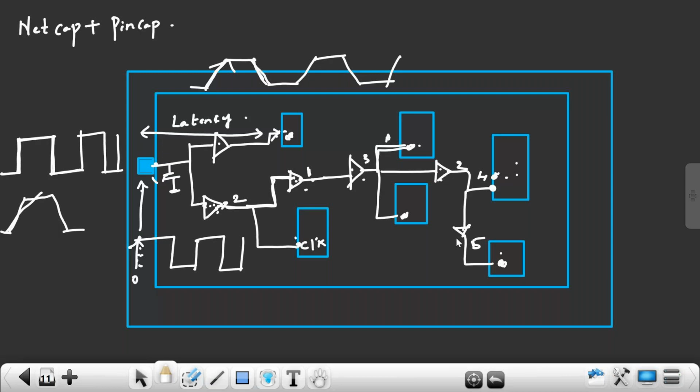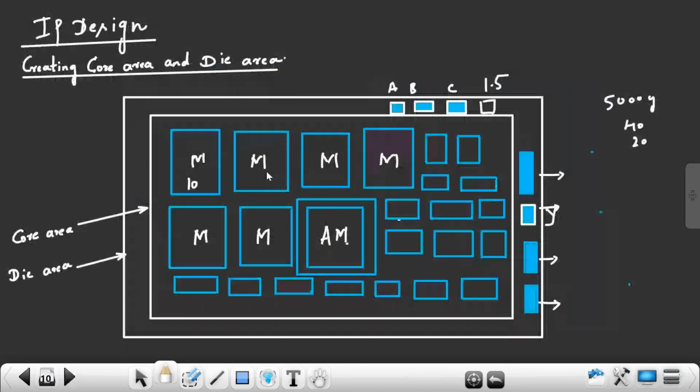Inside the macro, I already told you, it is called IP because the macro is the best macro. That is why we purchase it. Everything they will take care of inside. So we have to think only till macros. Even macros will have a clock pin. So we will worry only till reaching the macros, not inside the macro.